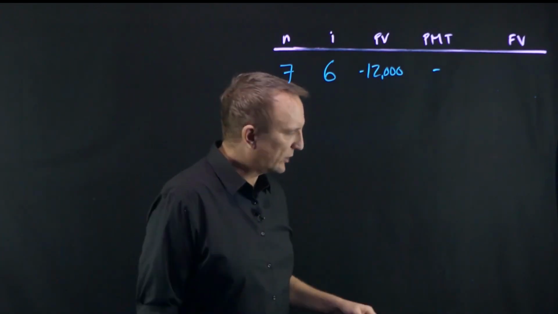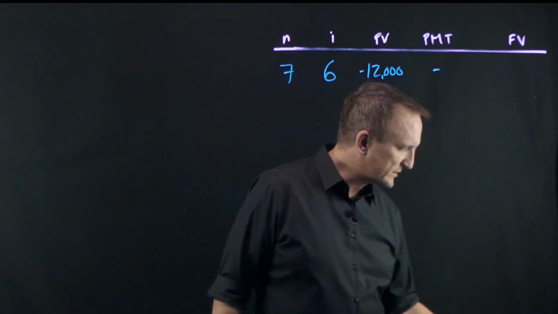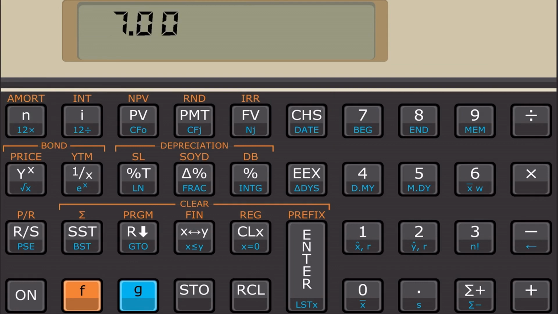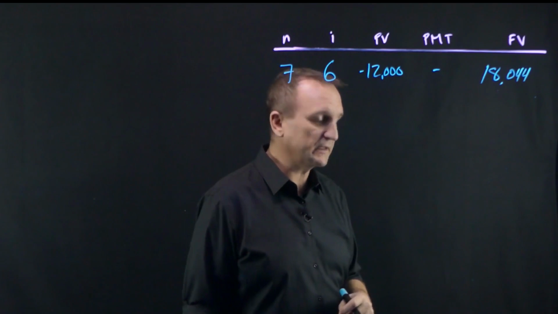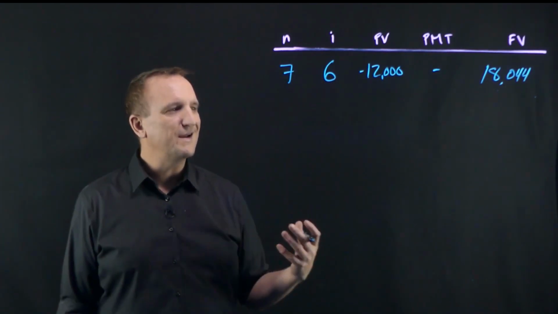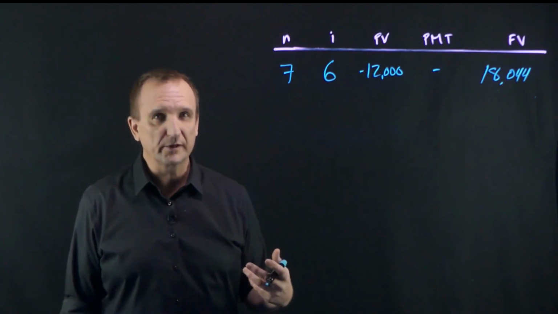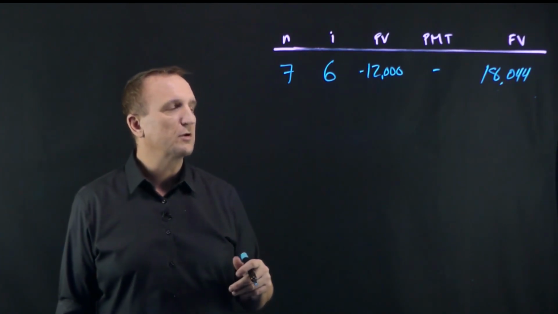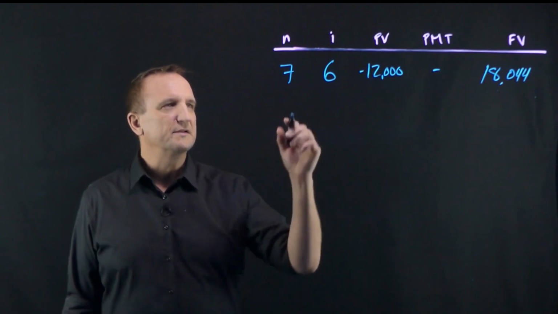So if we punch that into our calculator, we will have 7 is our N, we have 6 is our I, $12,000 negative is our present value, and then 0 in cash flows, and then solving for future value, we would get $18,043.56. Now, part B says, assuming that the account paid 9% and compounded quarterly, I want this savings account, that's for sure. Then how much would they have at the end of 7 years?